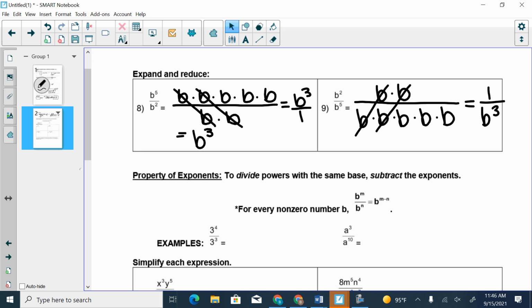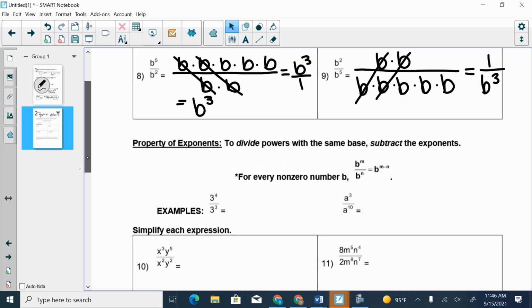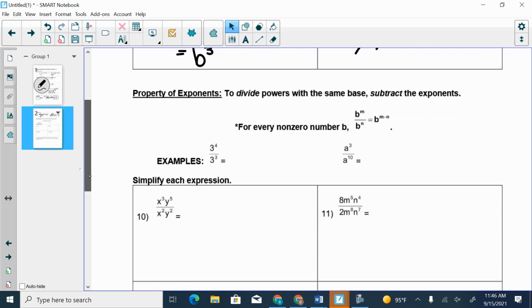The difference is that you're always going to put it wherever the bigger number was. So the 5 was bigger, so we put our b to the 3rd in the top where the 5 was. Here, the 5, which was bigger, was in the bottom, so that's where I have to put the number I get when I subtract. So always put it where the bigger number is, okay? All right, so that's what this rule is telling us here. As long as our bases are the same, we can subtract.